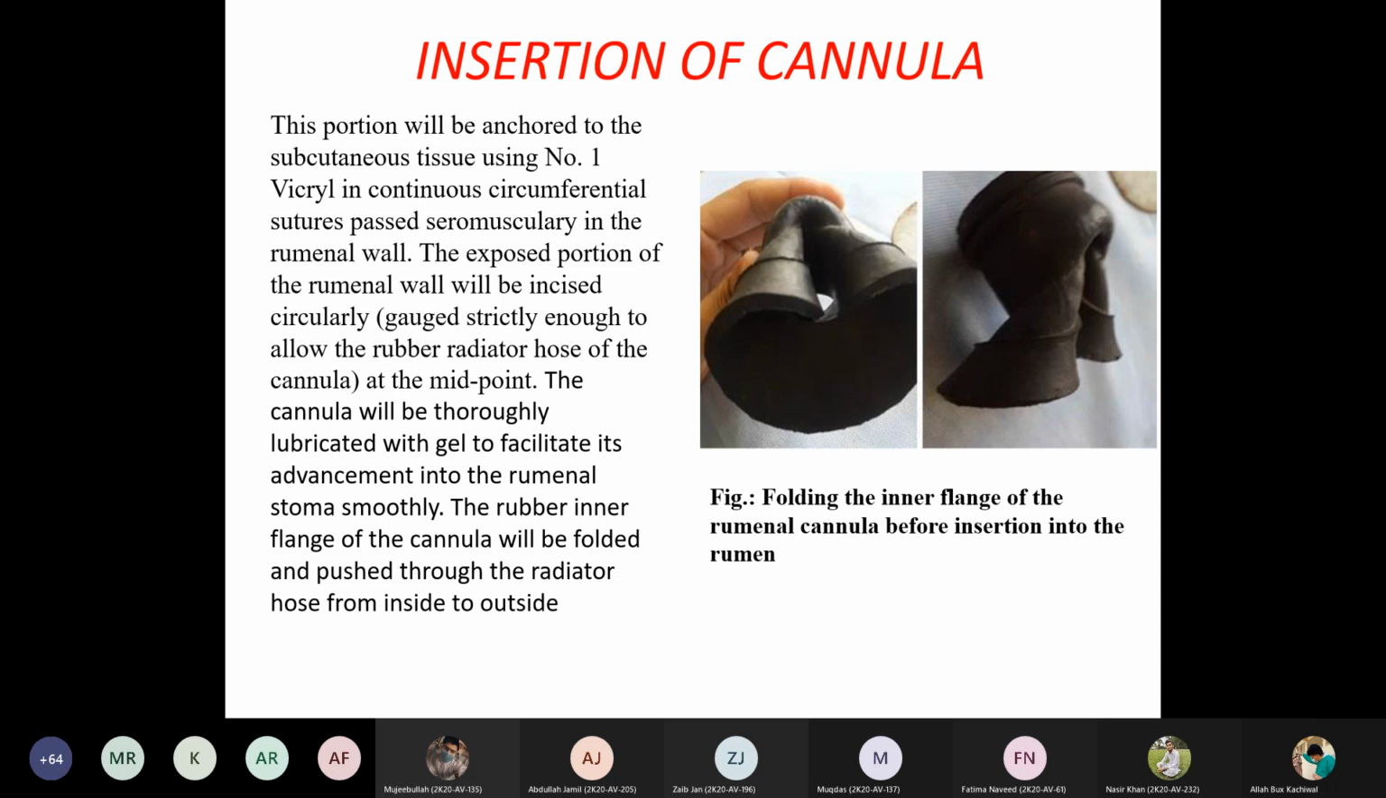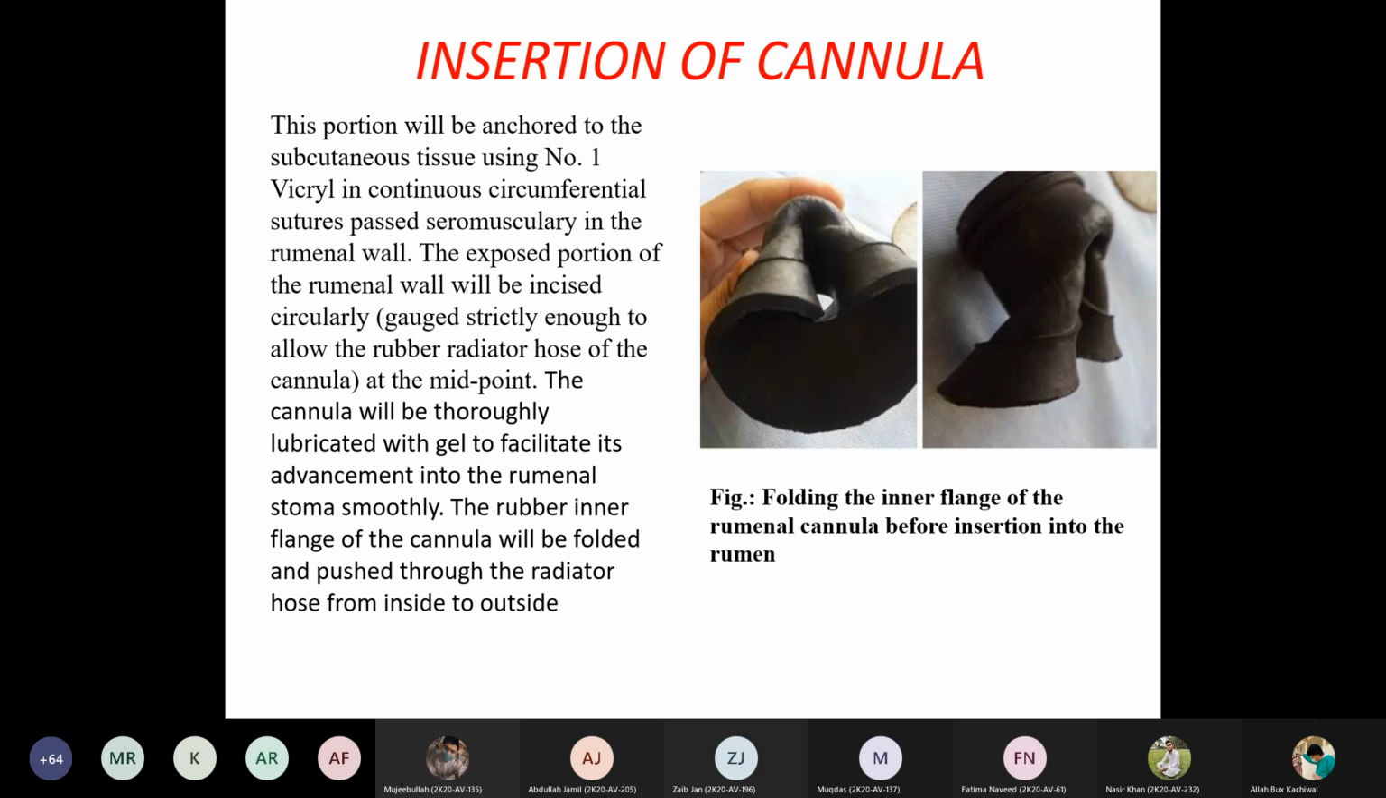This portion will be anchored to the subcutaneous tissue using a number 1 Vetafil and continuous circumferential sutures passed seromuscularly in the ruminal wall. The exposed portion of the rumen wall will be incised circularly, gauged tightly enough to allow the rubber retainer holes of the cannula. At the midpoint, the cannula will be thoroughly lubricated with gel to facilitate its advancement into the ruminal stoma smoothly.